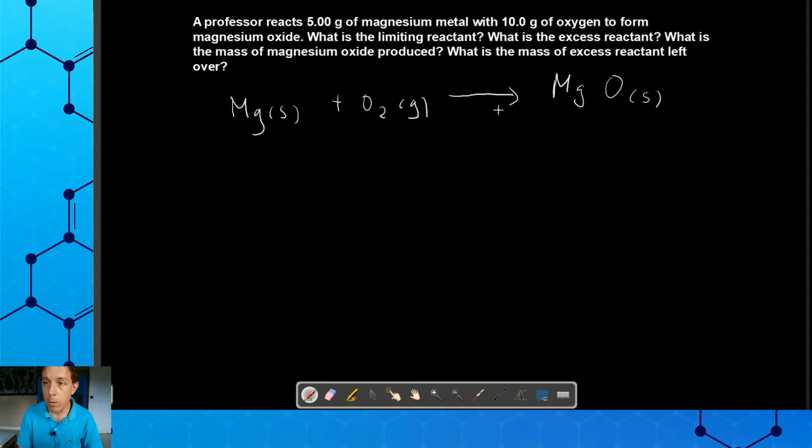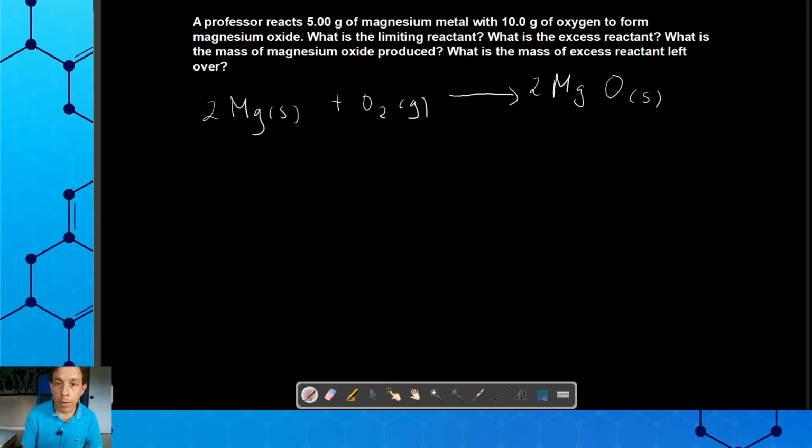Now we always need to do a balanced chemical equation. So we see right here we've got 2 oxygens, only 1 over here. So let's balance that with 2. And then we also would need 2 magnesium. So at this point now we have a balanced chemical equation.